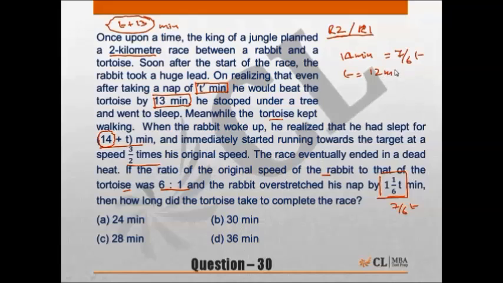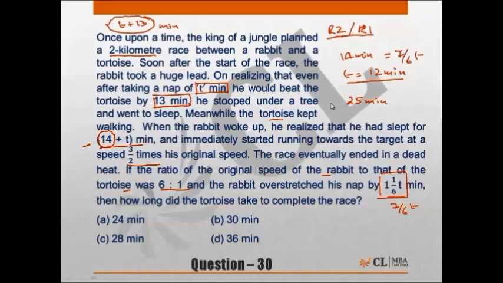So he planned to sleep for 12 minutes but he slept for 26 minutes. Had he slept for 12 minutes, he would have beaten the tortoise by 30 minutes, or he would have, had he not slept at all, had the tortoise not slept at all, then he would have beaten the tortoise by 25 minutes. I hope this is clear.